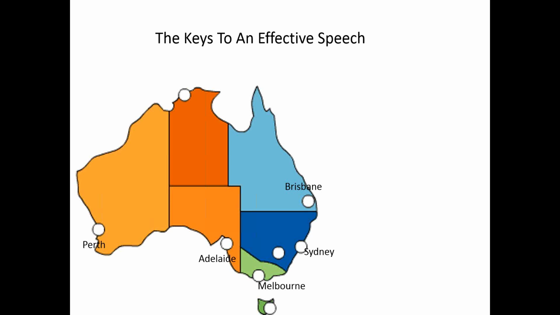So let's say, and apologies to Hobart, Canberra and to the Northern Territory, Darwin. Let's say I've got 5 points, 5 steps to an effective presentation, and I'm West Australian, so I'm going to start with Perth. Let's see how I go. The first step is preparation. P for Perth, P for preparation. The second step is you've got to have the right attitude.